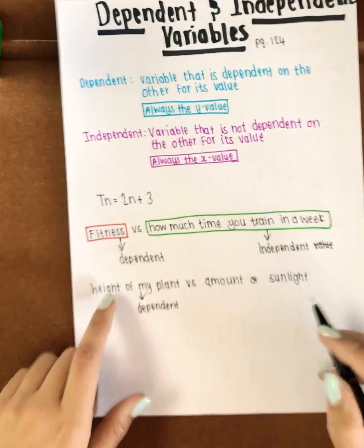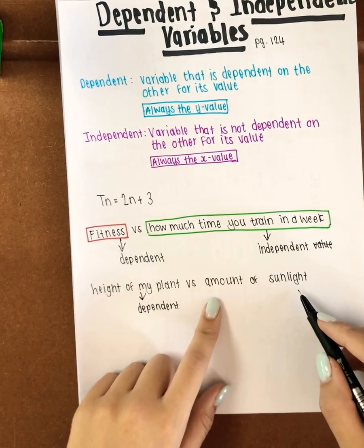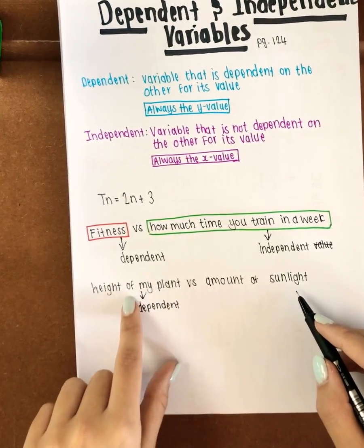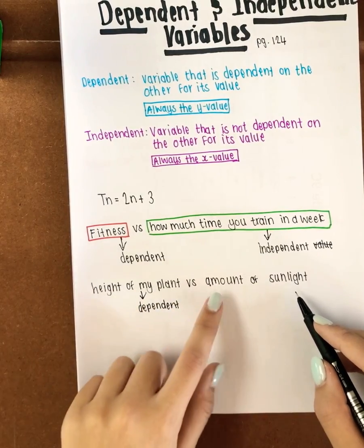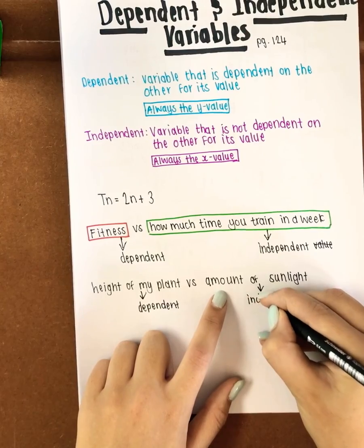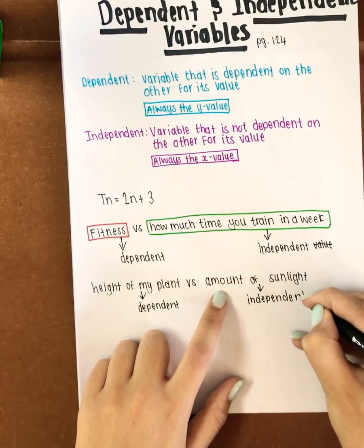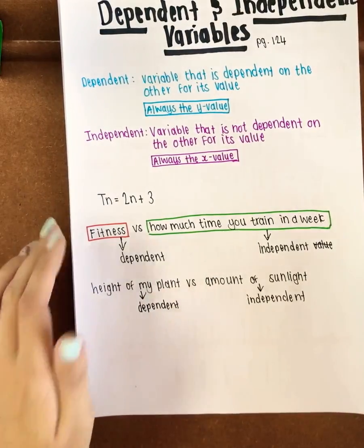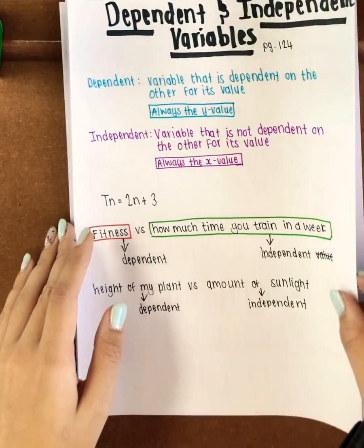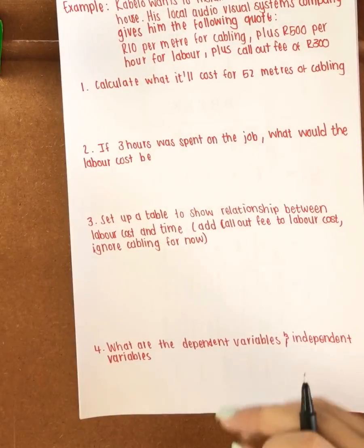Then, does the amount of sunlight depend on the height of my plant? Does the sunny weather in my day depend on how high my plants grow? No, this stays the same. So it's the independent variable. Now we're going to look at some examples of how this will be asked. Alright, so let's look at the first example.